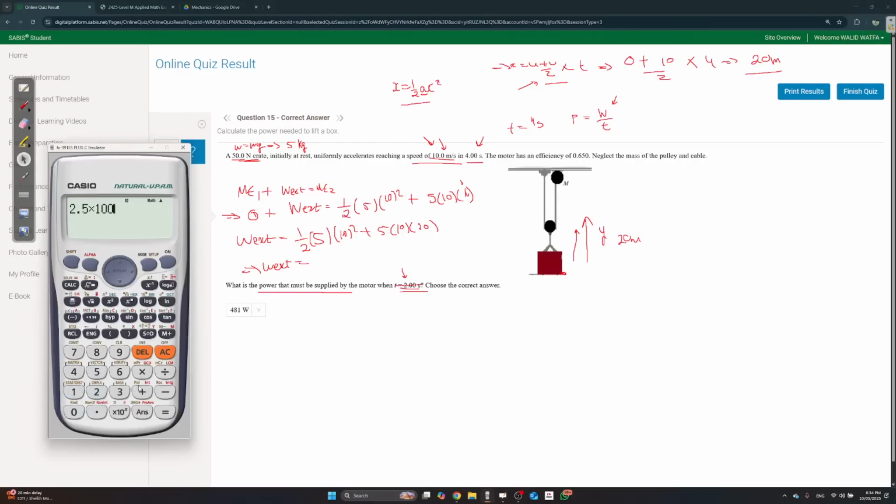2.5 times 100 plus 50 times 21,000. Okay, you're gonna get 1250. So W external is 1250 joules, right? I just put this in the calculator.